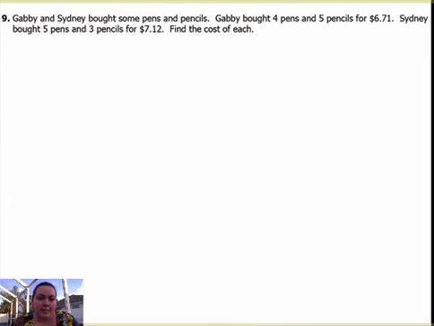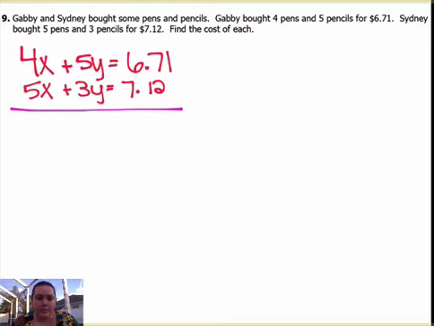Number 9. Gabby and Sydney bought some pens and pencils. Gabby bought 4 pens and 5 pencils for $6.71. Sydney bought 5 pens and 3 pencils for $7.12. Find the cost of each. Alright, so there's my equations. 4 pens, I put X for pens and Y for pencils because P and P would be a little confusing, so I used X and Y or any other 2 letters that you want. And then 5 pens and 3 pencils is 5X plus 3Y equals 7.12.